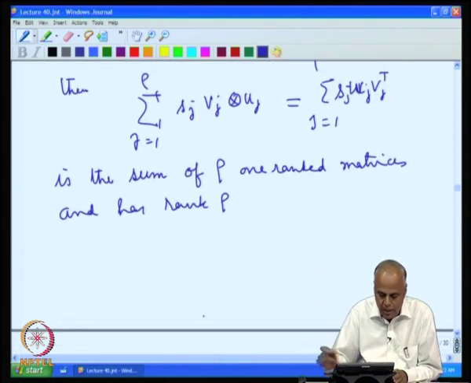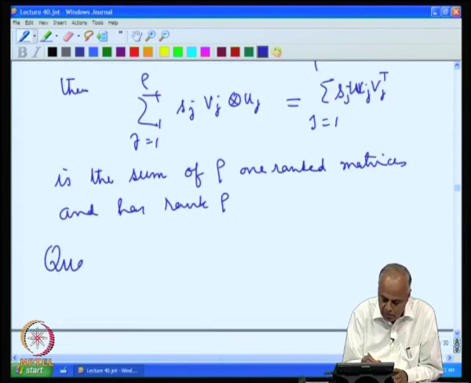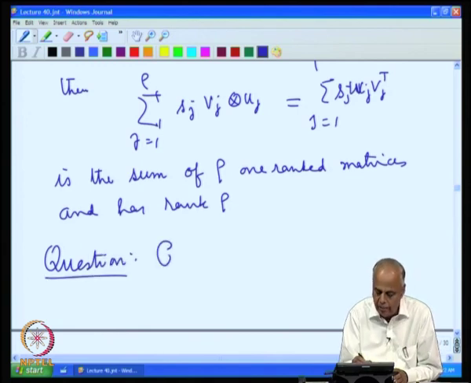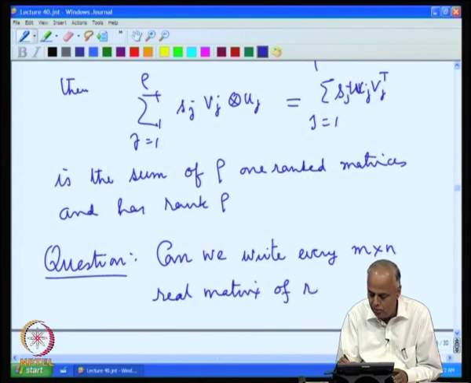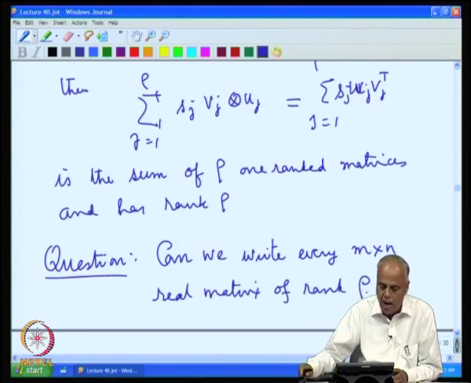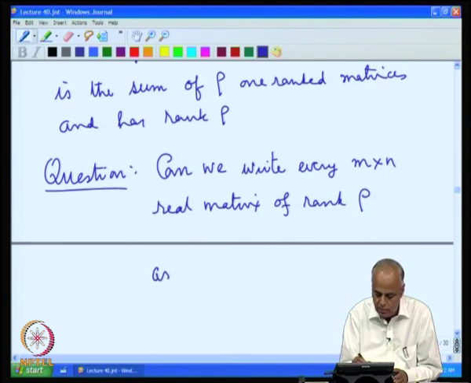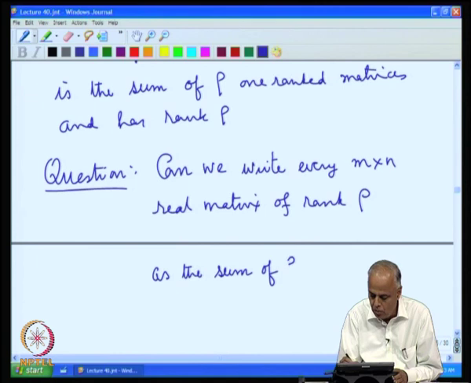So, the question that we asked was, can we write every m by n real matrix of rank rho as the sum of rho rank 1 matrices?